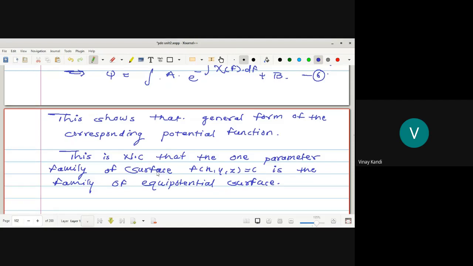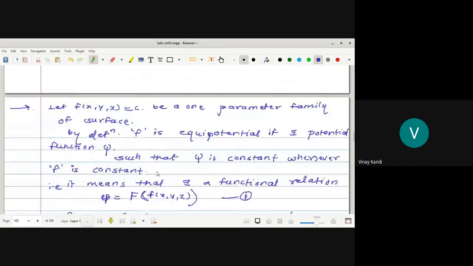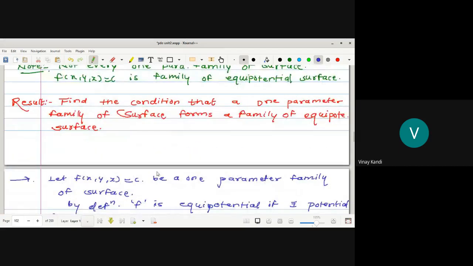Okay, any doubt? Look again. What was our result? Find the condition that the one parameter family of surface forms a family of equipotential surface. That is, we have to find the necessary condition for a family of equipotential surface.